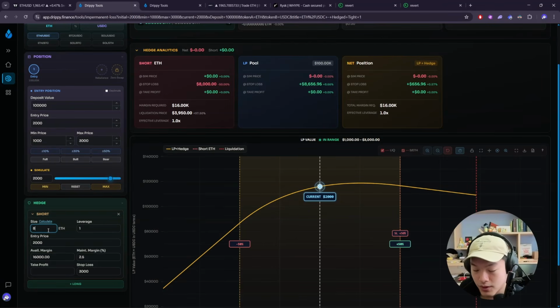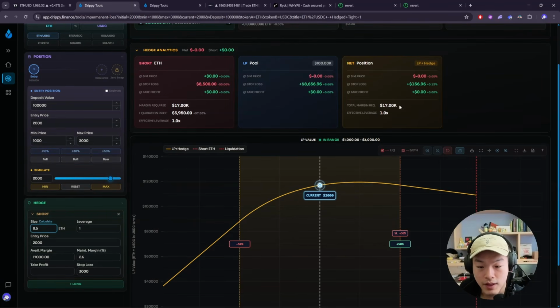So that is fine. Or I could bump that up to 8.5. And then what I want to do now is I could set a take profit simulation as well. Let's just say I want to set the take profit at $1,000 for the short. And our calculator would calculate right away that, okay, at this stop loss level, you will be gaining about $156.